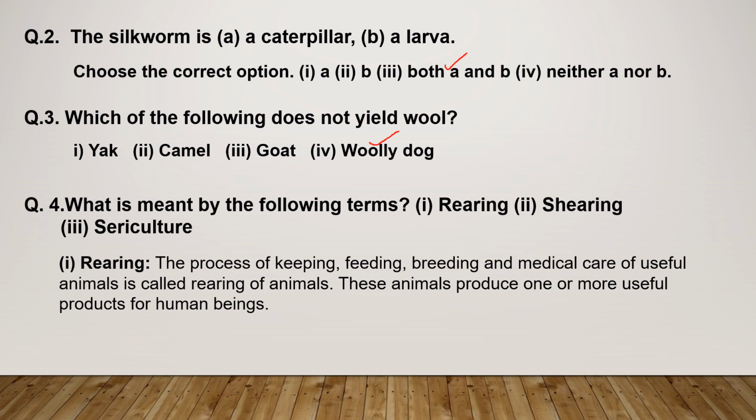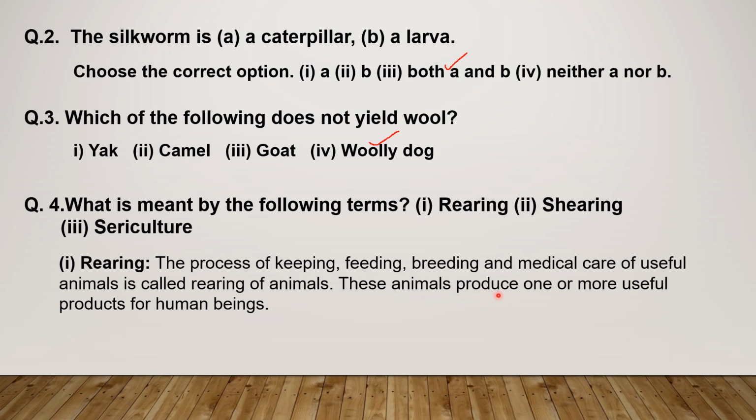Next question, fourth question. What is meant by the following terms? First term is rearing. Answer: the process of keeping, feeding, breeding and medical care of useful animals is called rearing of animals. We give them food and shelter, we give medical care, and reproduction also happens there. That process is called rearing of animals.